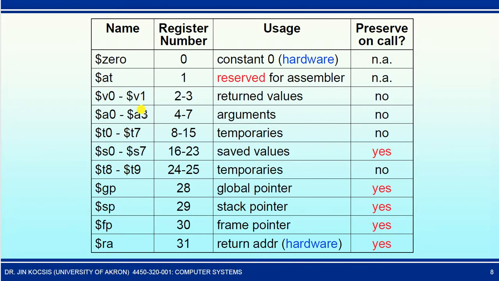And then today in the procedure call, we learned the return values V0 and V1, argument registers A0 to A3. And we also learned T0 to T7 and T8 to T9, which are temporary registers, potentially overwritten in the procedure call. And S0 to S7 are safety registers, which cannot be overwritten by the procedure call. There are also system registers: global pointer, stack pointer, frame pointer, and return address.